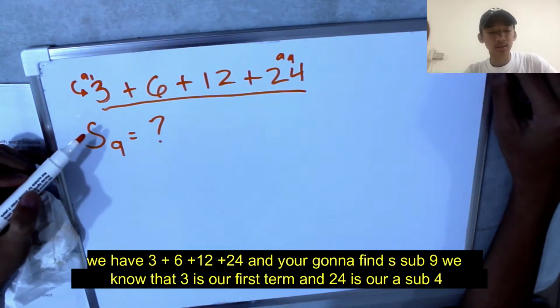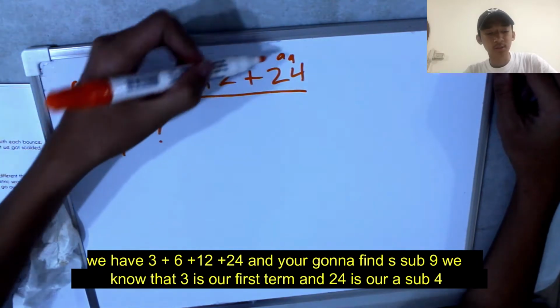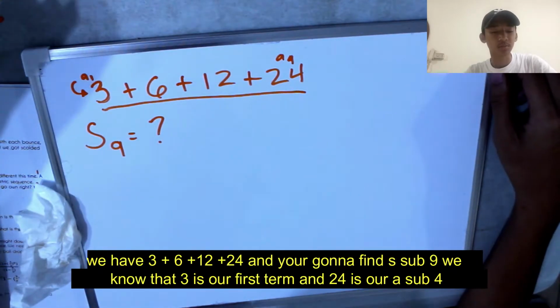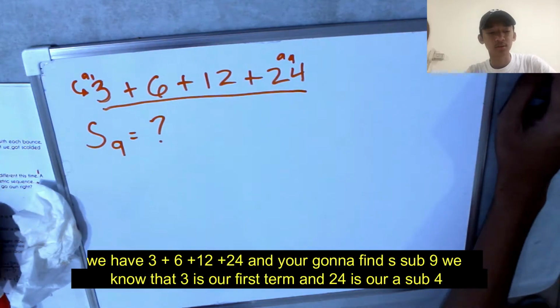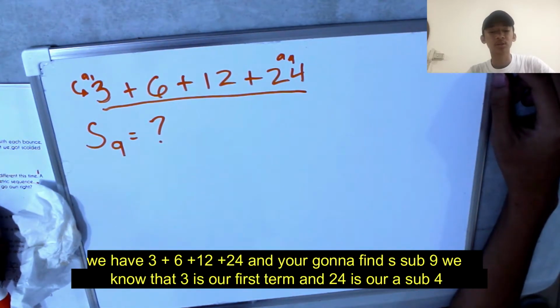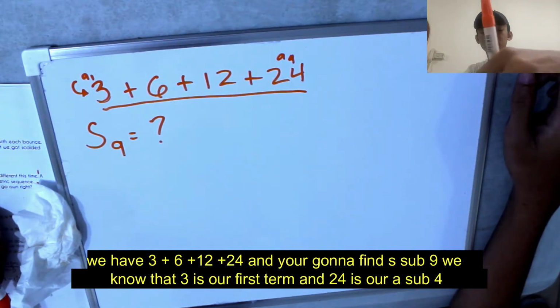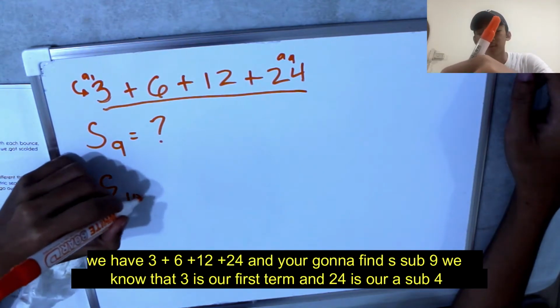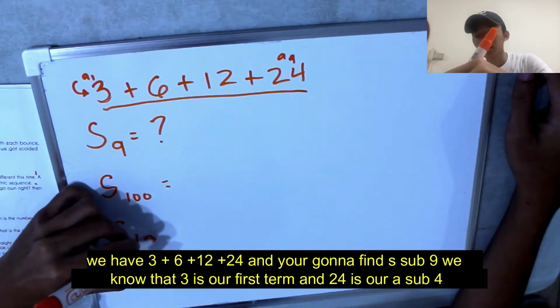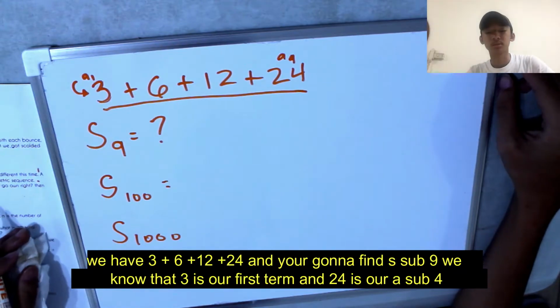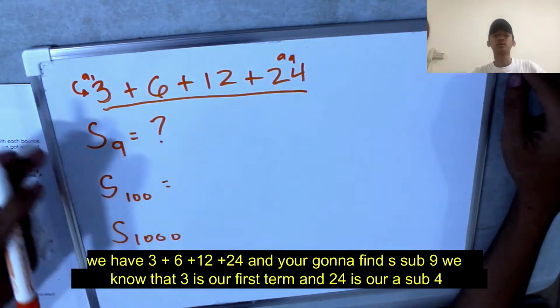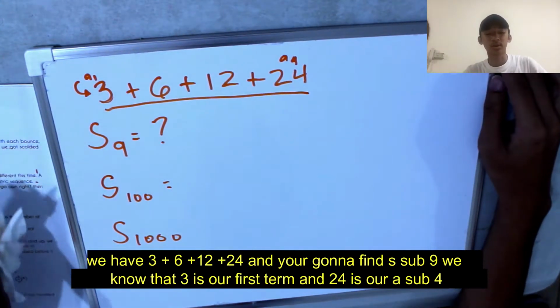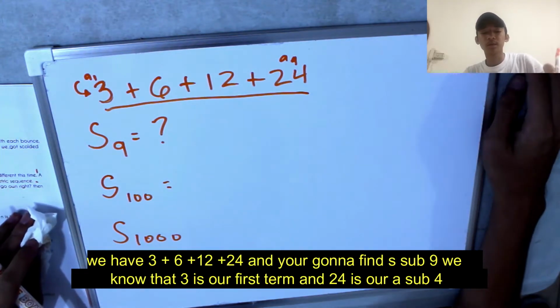Since we have A sub 1 through A sub 4, we must find S sub 9. There are two ways to do this, one easier and one harder, because sometimes you're going to have to find, for example, S sub 100 or S sub 1000. It's kind of difficult to do that the simple way compared to the formula. So let's try doing the formula and the simple way at the same time.